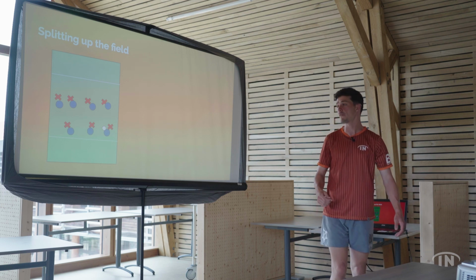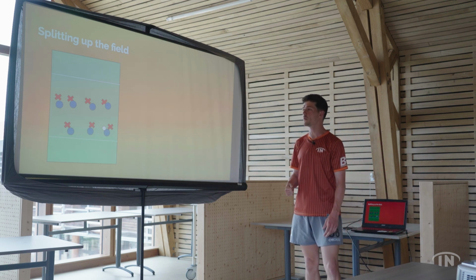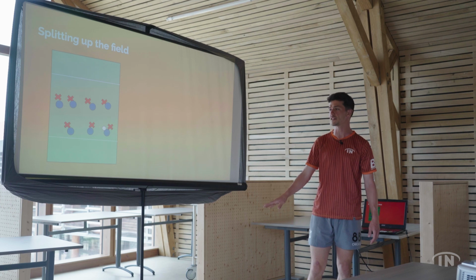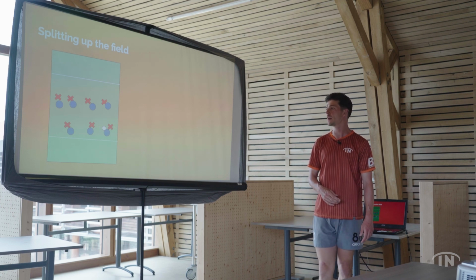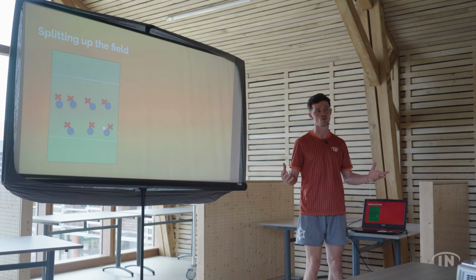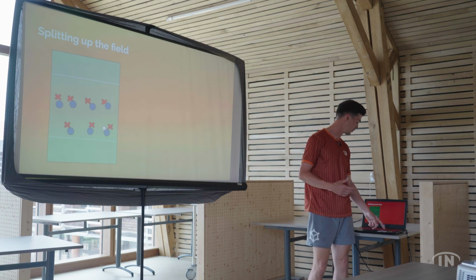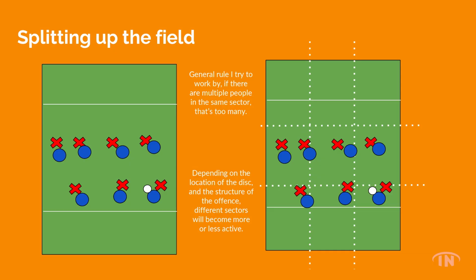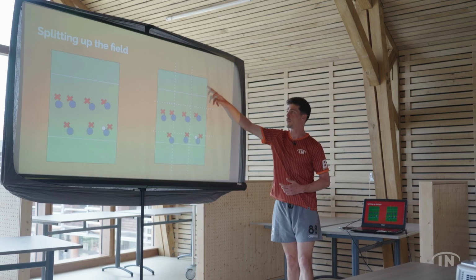Cool. So everyone's seen a field like this before. We have a horizontal stack. We have the disc on the right-hand side here. Now, generally how I like to perceive the field when I'm playing Ultimate is by splitting it up into 9 sections. So some of you may have seen the thirds before.